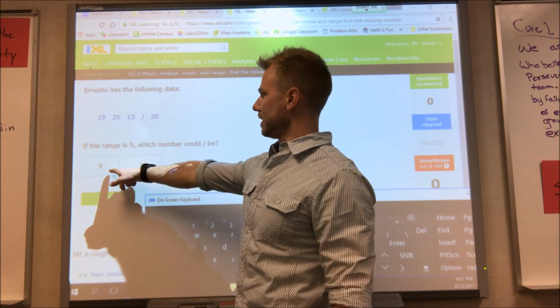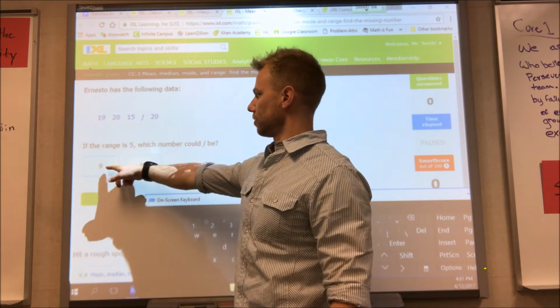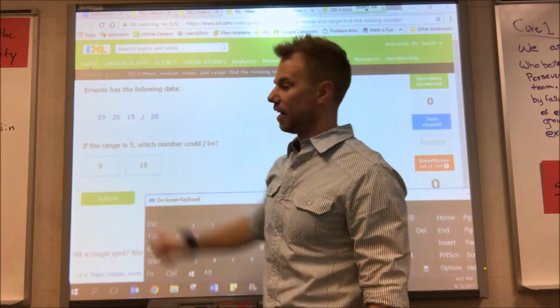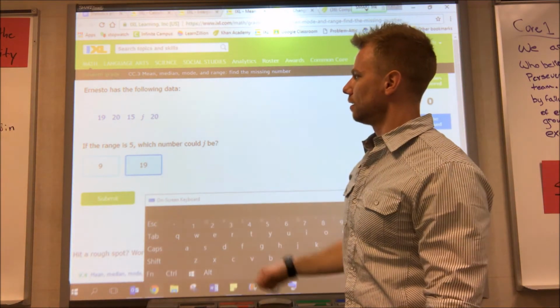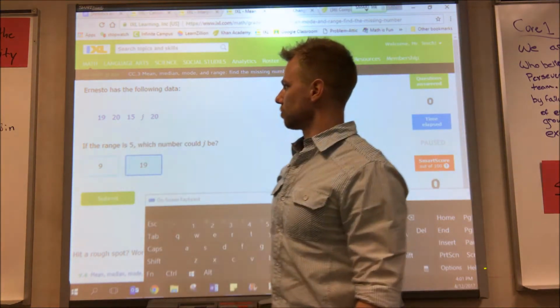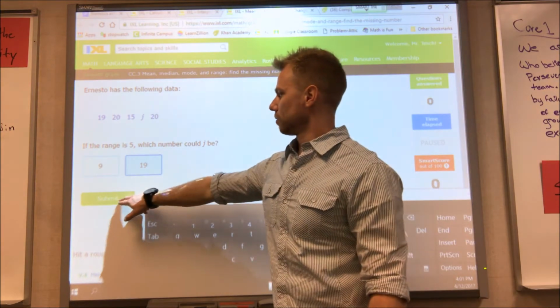that it could not be 9, because if it was 9, then we would do 20 minus 9, the biggest minus the smallest, which would give us a range of 11. So that would change the range, so it can't be 9. If it was 19, the biggest would still be 20, the smallest would still be 15. You'd still have a range of 5. So it has to be 19.